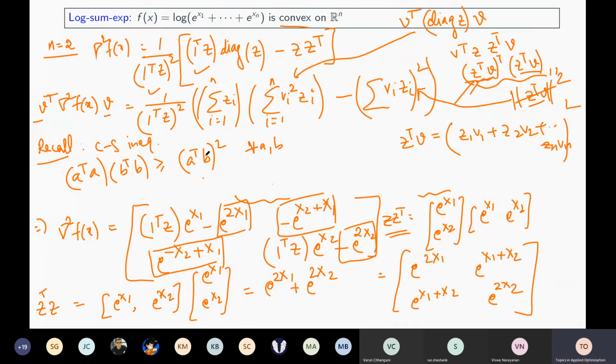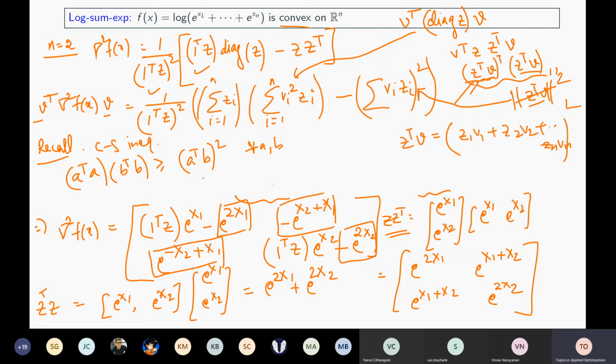Maybe an application of this is there in the assignment. But for us, it's enough to just remember this: A transpose A times B transpose B is always greater than or equal to (A transpose B) whole square. This inequality may look innocent, but it can be used to prove some very difficult looking inequalities.